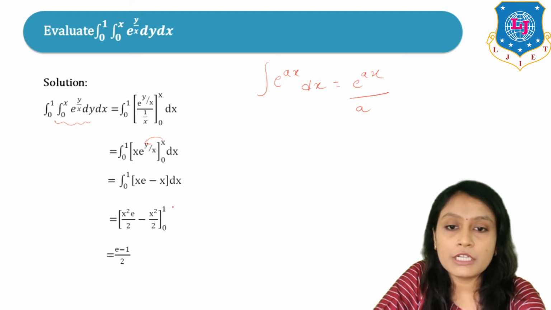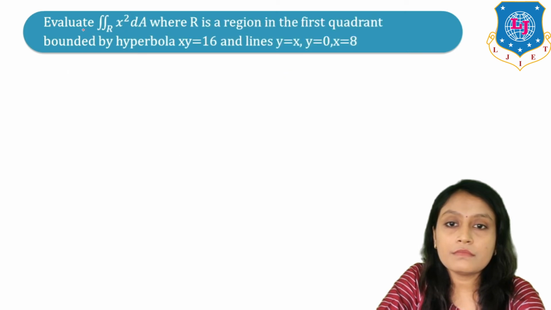So first we will substitute 1 in place of x. So here you will get (e minus 1) upon 2, and minus, if you substitute 0 over here, you will get 0. So the final answer of this double integration is (e minus 1) upon 2. Okay, now we'll begin with another example.